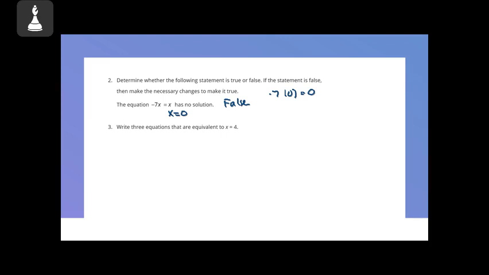Next one wants you to write 3 equations that give you a solution of x equals 4. So think about it here. If we know x has to be 4, so let's say, pretend 4 minus 1 would be 3. So x minus 1 has to equal 3. We could say 2 times x. Well, 2 times 4 is 8. So 2x equals 8. That would work. I could take x representing 4, add 2 to it, and that would equal 6. All 3 of these would give me x equals 4 as the answer.